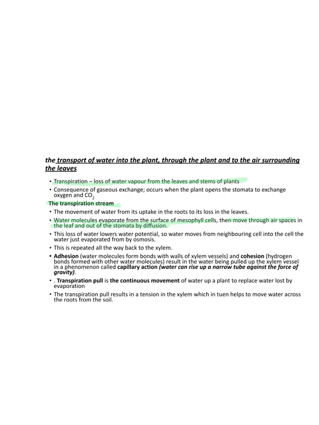Looking at the transpiration pull, it's the continuous movement of water up a plant to replace water lost by evaporation. And this is going to result in a tension, which in turn helps the water move across the roots from the soil. Okay, so we can see that transpiration involves osmosis, where water moves from the xylem to the mesophyll cells, and it also involves evaporation from the surface of mesophyll cells into the intercellular spaces, and the diffusion of water vapour down a water vapour potential gradient out of the stomata.